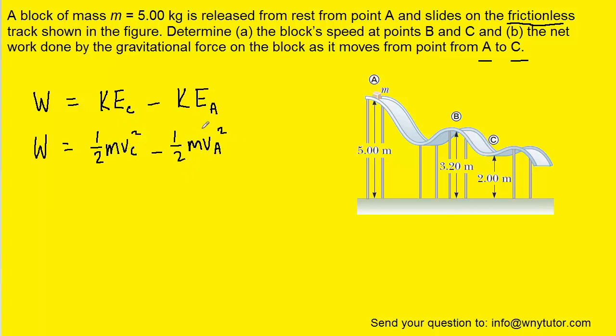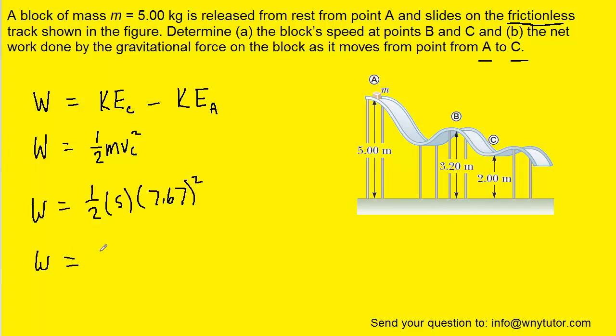The initial speed of the block at point A was 0, so that's actually going to knock out this term right here. And so all we have to do is plug in the mass and the speed of the block at point C, which we just figured out. And when we calculate that, we get 147 joules for the work done by gravity as the block moves from point A to point C.